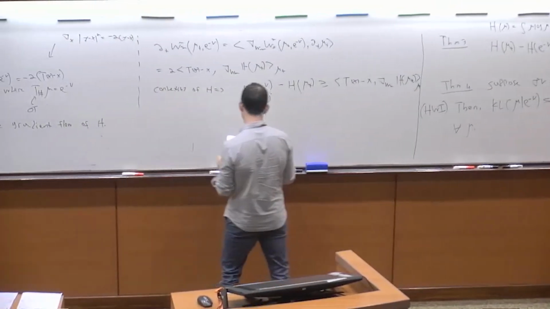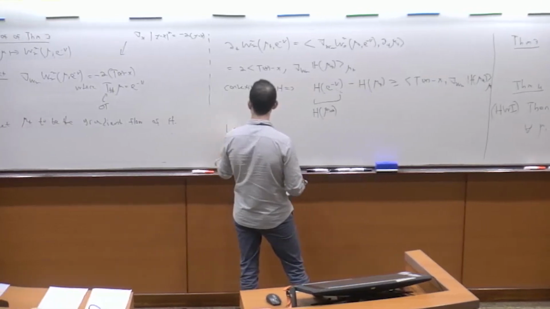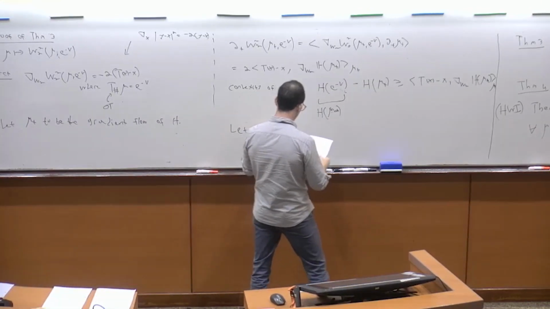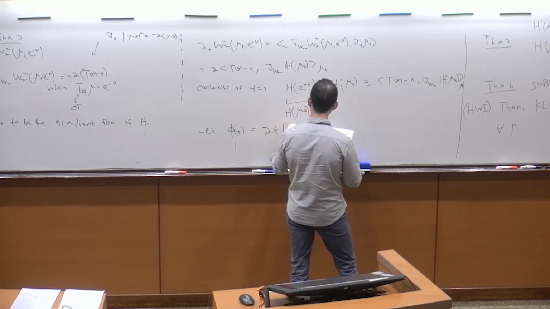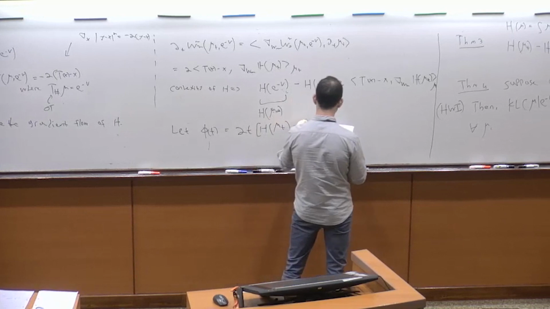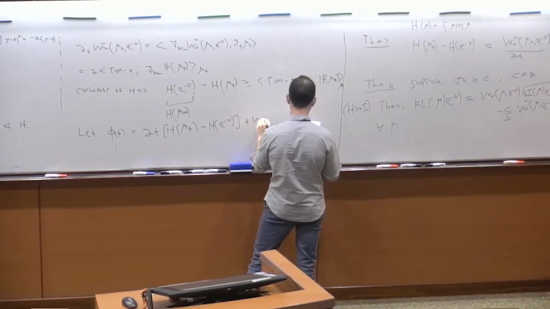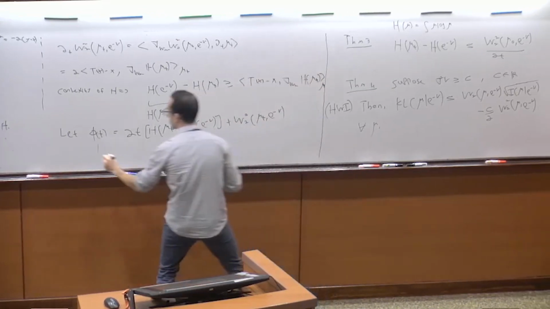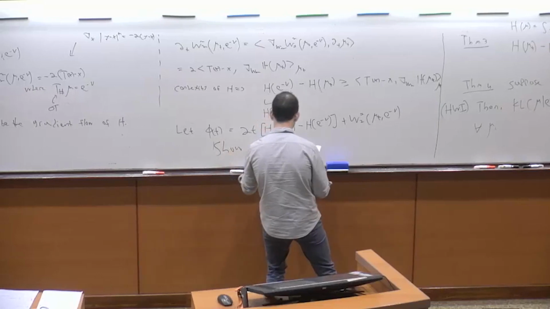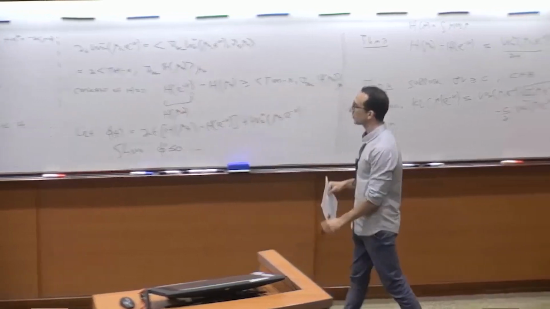Okay, so maybe to not belabor the point, I will just write again that you take a function phi t to be, this time, 2t H of mu t minus H of e minus V plus W2 squared of mu t and e minus V. As usual, you show that phi prime is decreasing and so on.